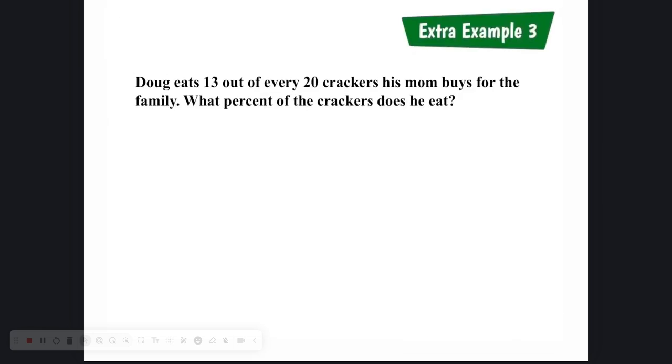Extra example 3. You'll try this problem by yourself. Doug eats 13 out of every 20 crackers his mom buys for the family. What percent of the crackers does he eat? This would be a good time to pause the video. Complete the problem by yourself, then check your answer by resuming the video.